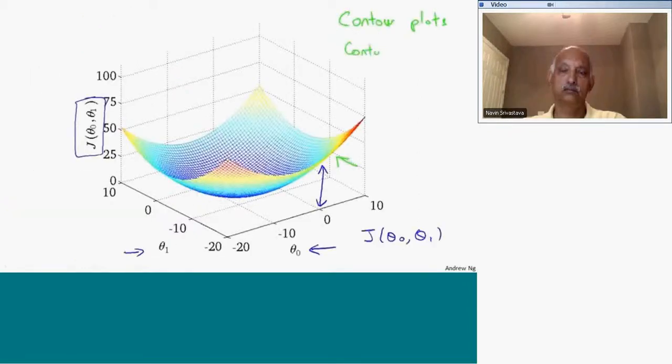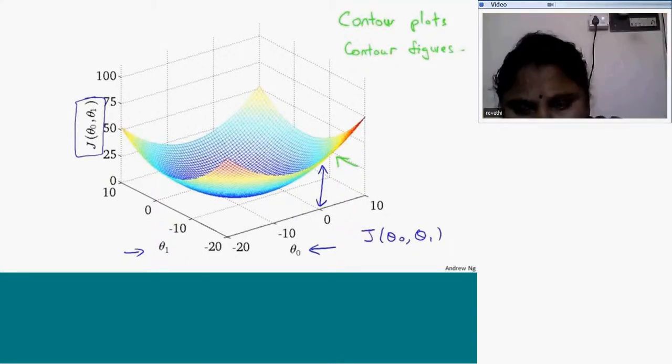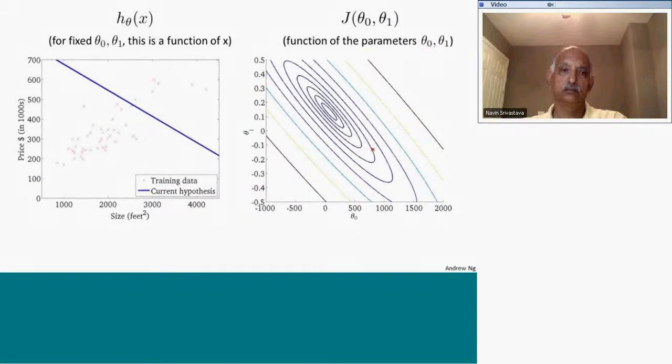These surfaces. Just an example of a contour figure shown on the right, where the axes are theta 0 and theta 1. What each of these ellipses shows is a set of points that have the same value of J(theta 0, theta 1). Take that point, and that point, and that point. These three points, like magenta, have the same value of J(theta 0, theta 1).